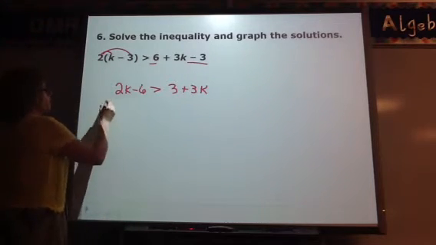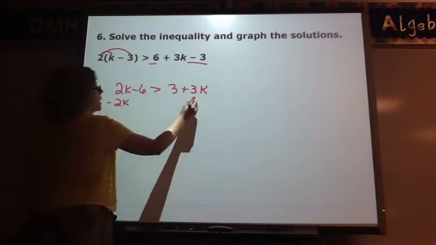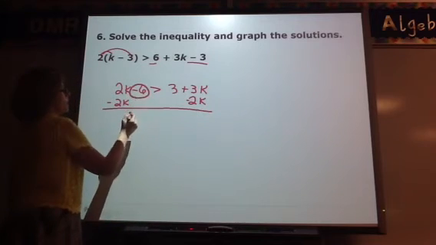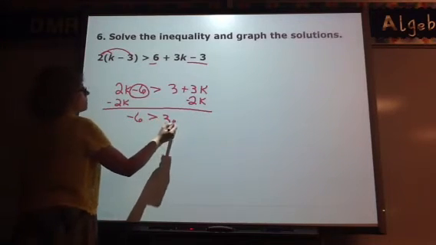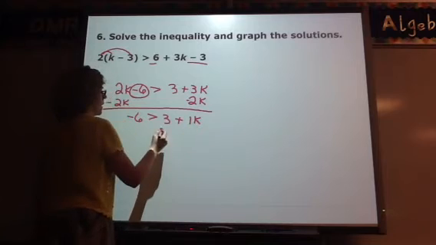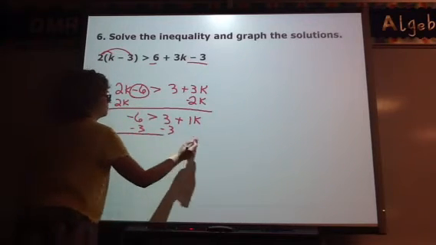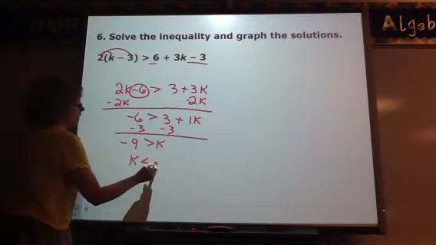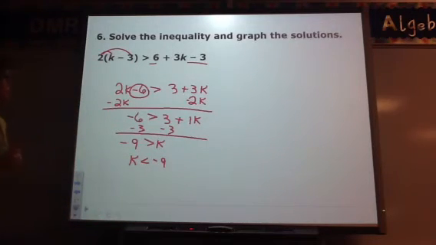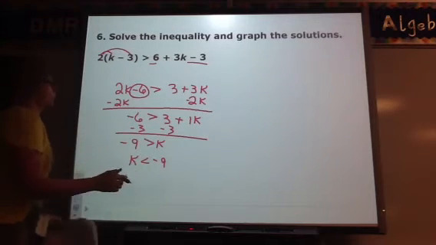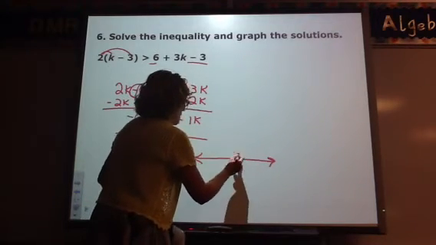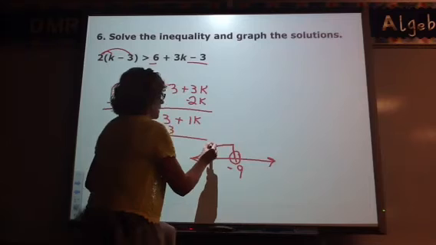Collect my terms. I'm going to move my 2k over here so I keep that positive coefficient. Be careful here, that is a negative 6. And then subtract 3. So k is less than negative 9. Negative 9 is greater than k, or k is less than negative 9. And let's see, it says graph. Not including the negative 9, and it is less than.